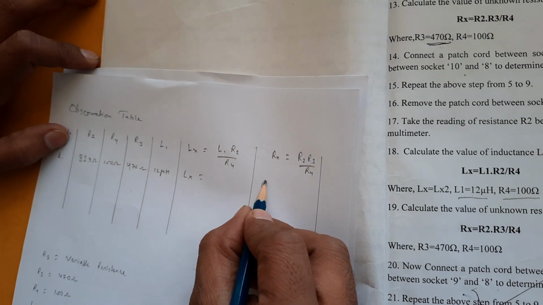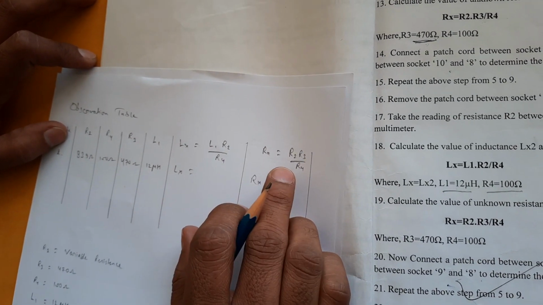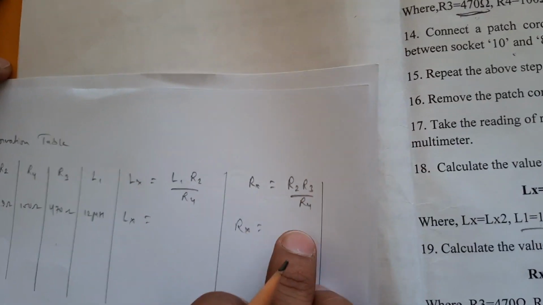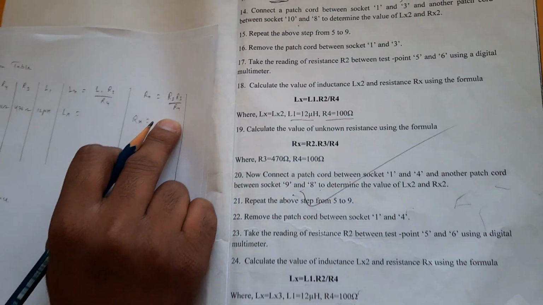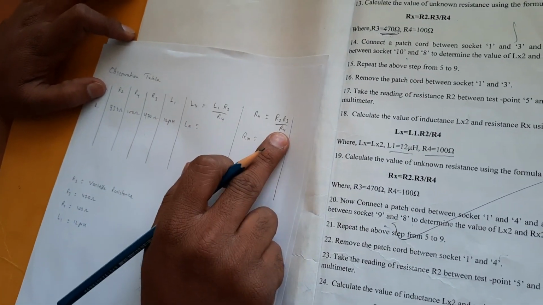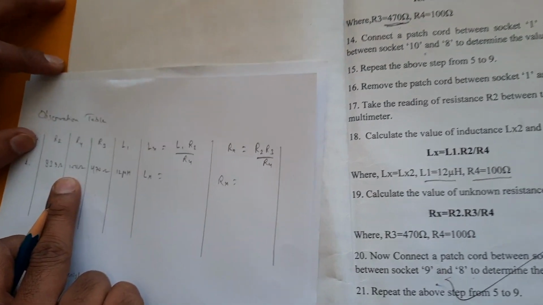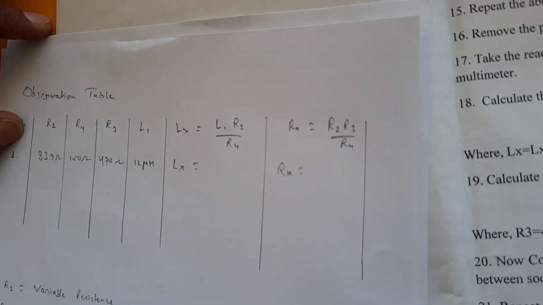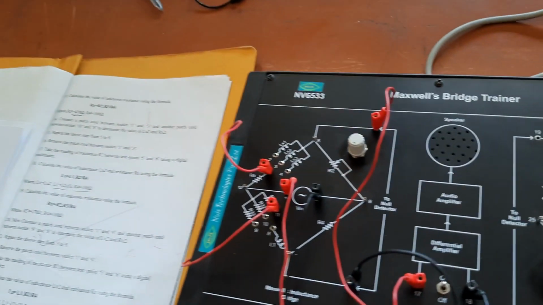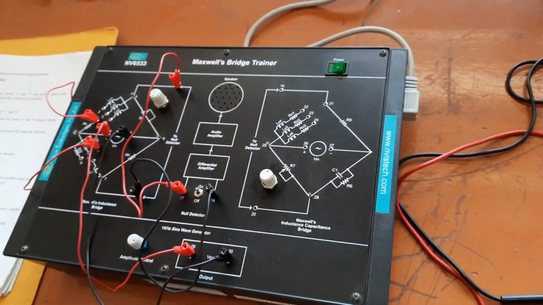Similarly Rx is also calculated using this formula, R2, R3 and R4. So your R2 is already given, 83.9, your R3 is already given, 470 ohms, and your R4 is already given, 100 ohms. So using this formula you can calculate both of these, Lx and Rx. This is our first set of observation.